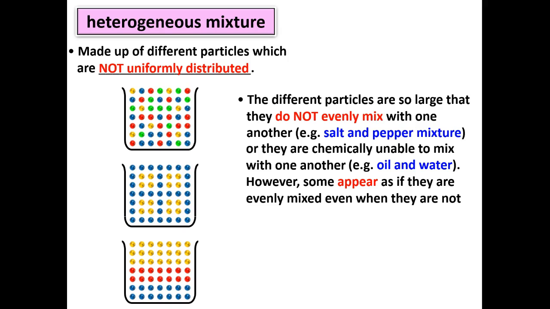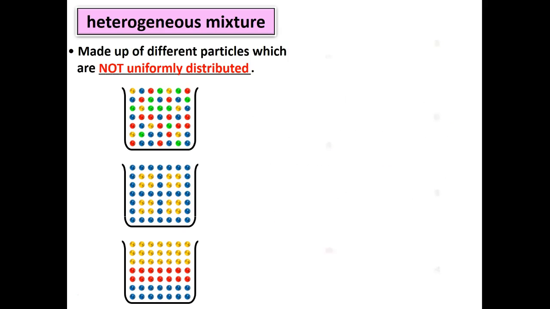However, some heterogeneous mixtures will appear as though they are evenly mixed, even though they are not. Given time to sit, they will separate. An example is paint, which is why paint has to be stirred before you use it, to make sure the mixture is evenly mixed, and you have to stir periodically throughout because it will settle.